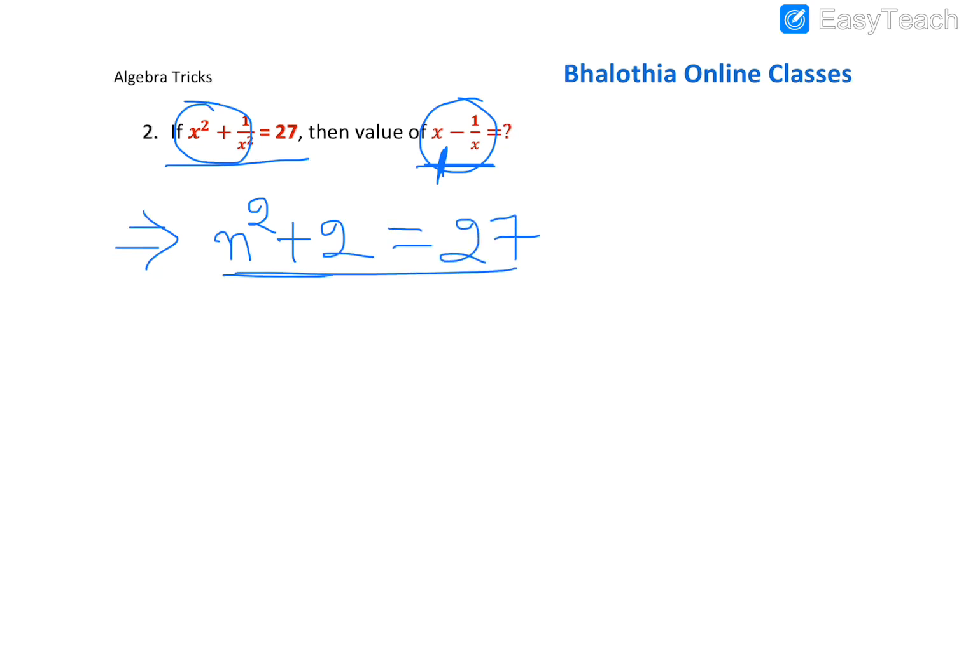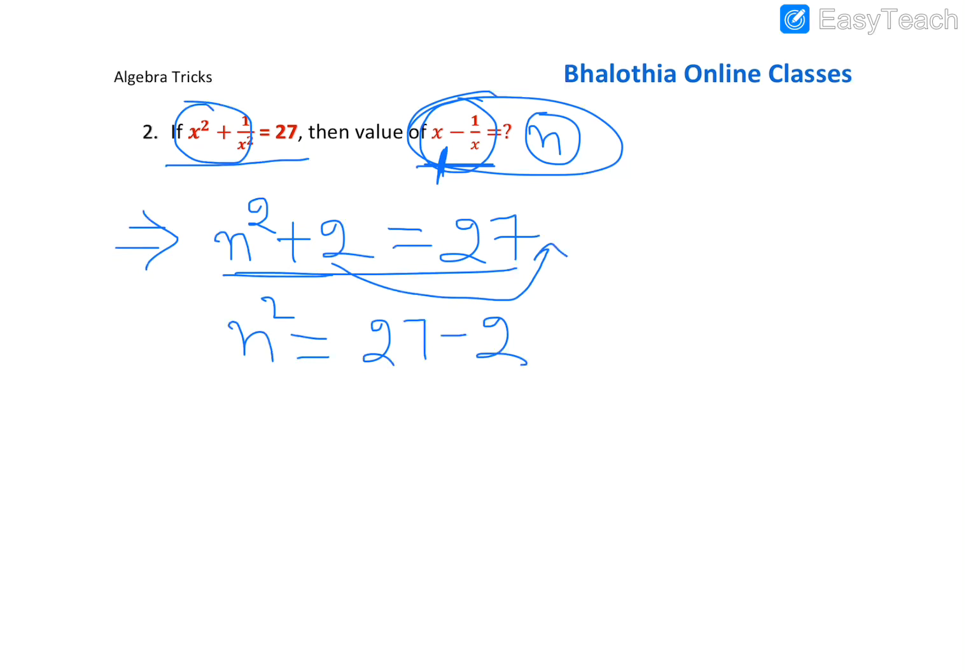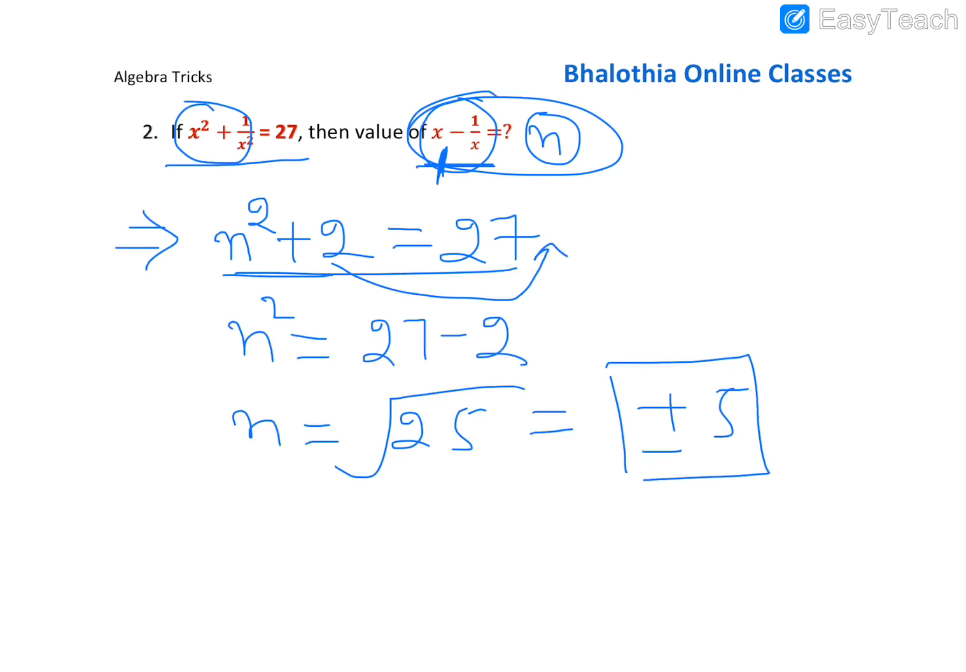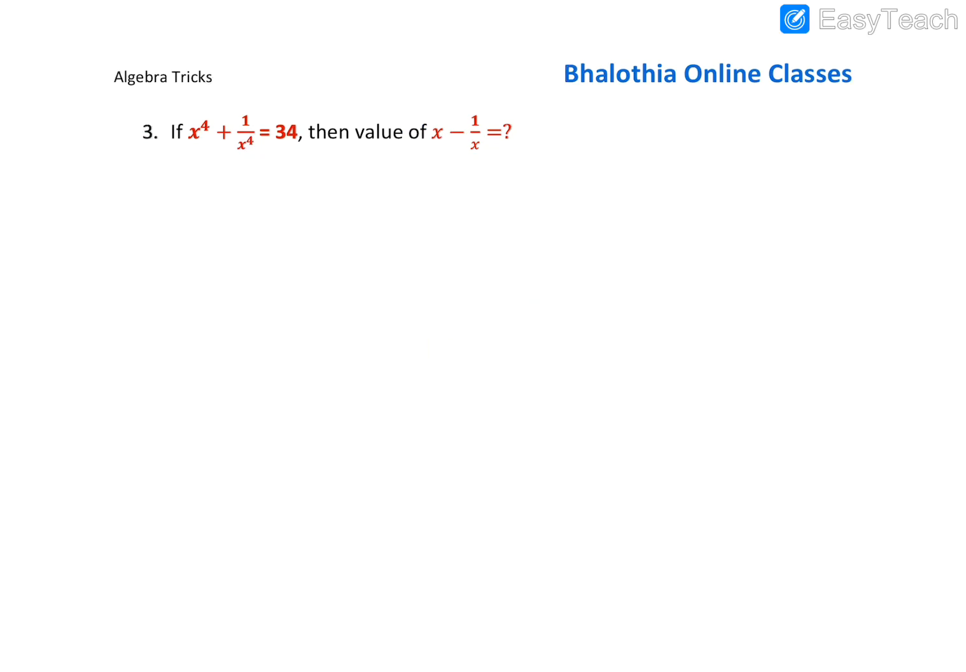Okay, so this is actually given, and value of n is asked. If in our formula, like this was equal to n, right? So n is asked. So how we will fetch that? n square will become 27 minus 2. We can take this 2 on the right hand side and it will become minus. So n will become root of 25, and that will come again plus or minus 5. So value of x minus 1 upon x will become either plus 5 or minus 5. Okay, so this is our second question. Let's move to the next one.